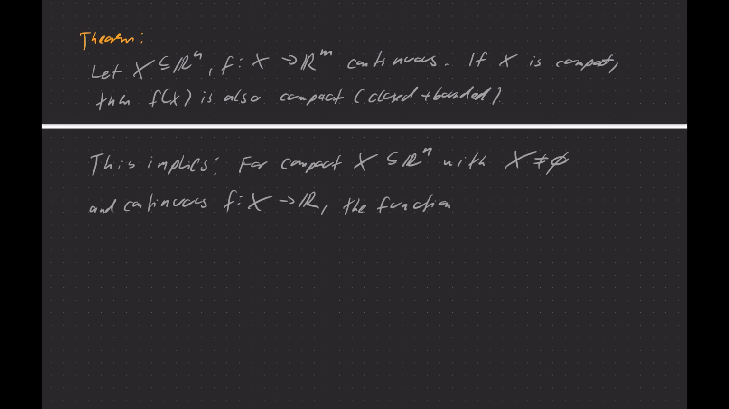The function f attains its minimum and maximum over x. So it makes actually sense to minimize such a function if we have a compact domain, and that will usually be the case for the examples that we will be looking at.